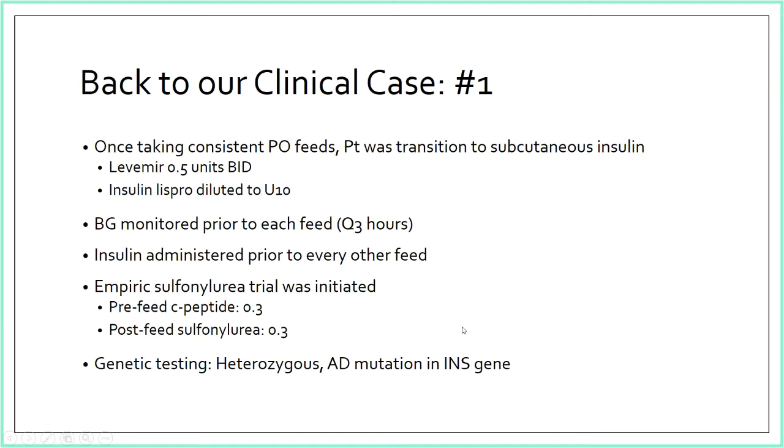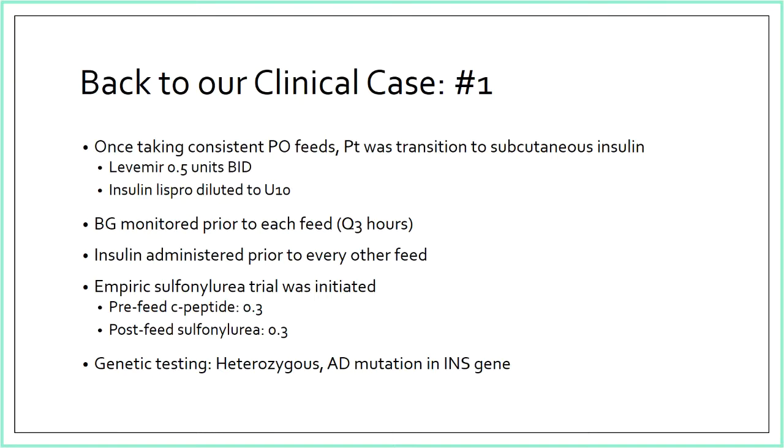So the initial infant, once taking consistent PO feeds, was transitioned to subcutaneous insulin. She was started on a regimen of Levemir 0.5 units BID and insulin lispro diluted to U10. Blood sugar was monitored prior to each feed every 3 hours, and rapid-acting insulin was administered prior to every other feed. An empiric sulfonylurea trial was initiated.